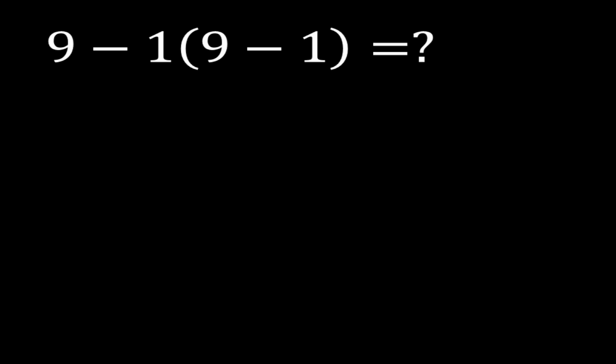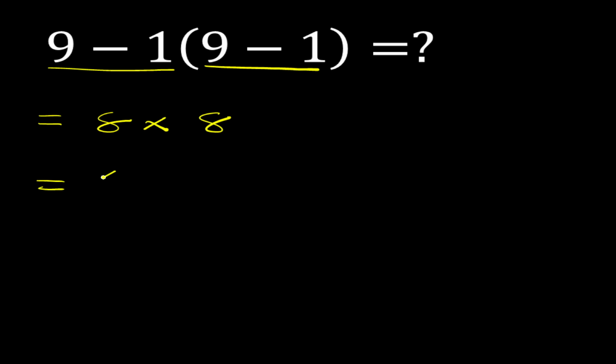So 9 minus 1 is equal to 8. Then again 9 minus 1 is equal to also 8. Now 8 multiply 8 is equal to 64. But this answer is not correct. This answer is completely wrong.